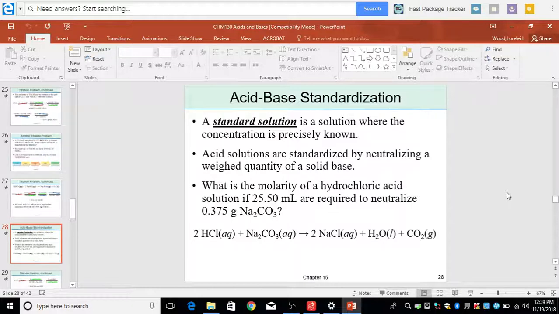So the molarity of hydrochloric acid, so we want to know the molarity, if 25.5 mL are required to neutralize 0.375 grams of Na2CO3. All right, I got the picture.